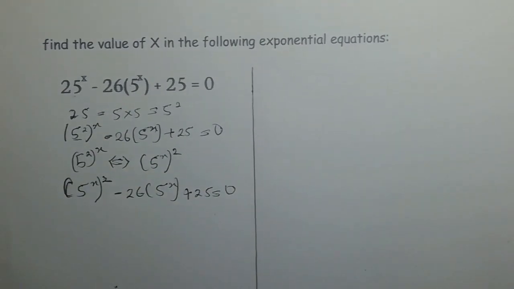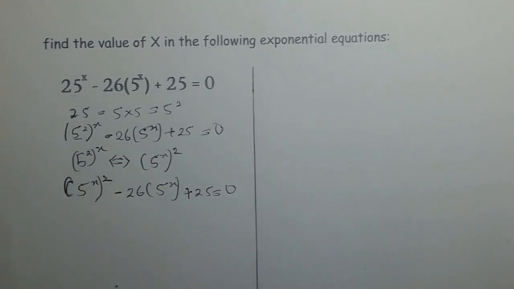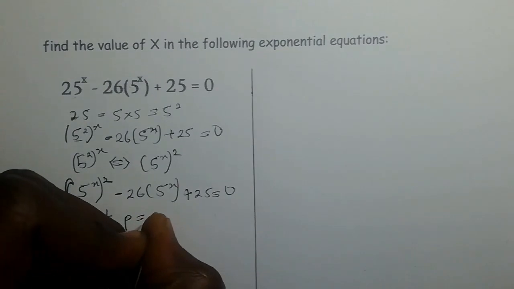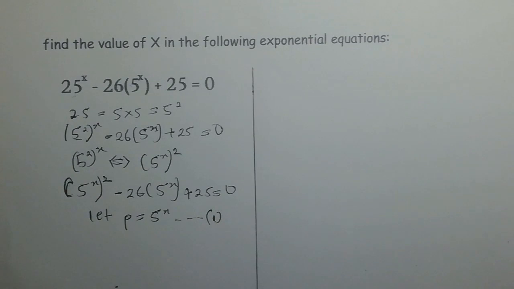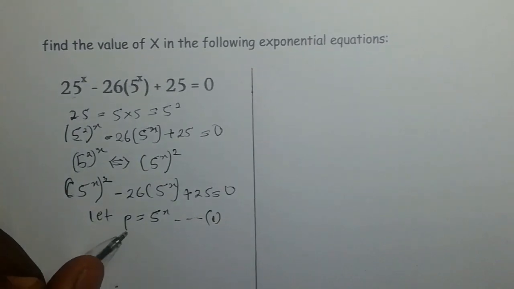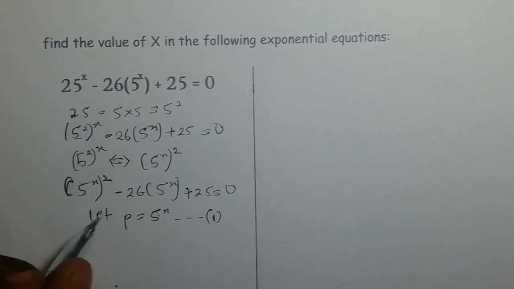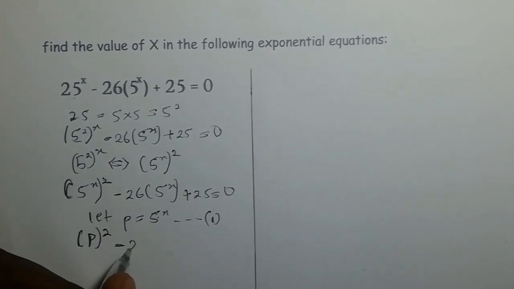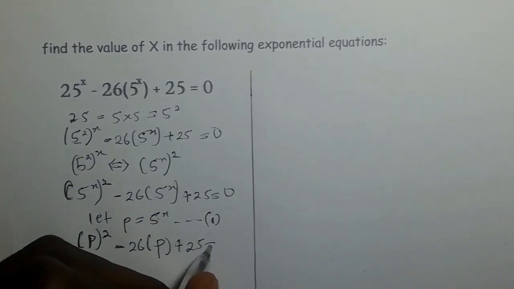So something is common here. What's common is 5^x. So you can substitute it with an alphabet. In this case, let's use p. Let p be equal to 5^x. Call this equation 1. Whenever we see a 5^x, we can substitute it with a p. So (5^x)^2 becomes p squared, minus 26 times p, plus 25 equals 0.